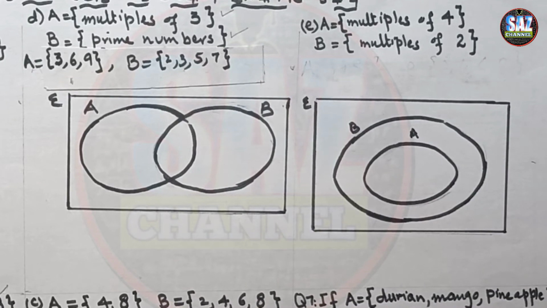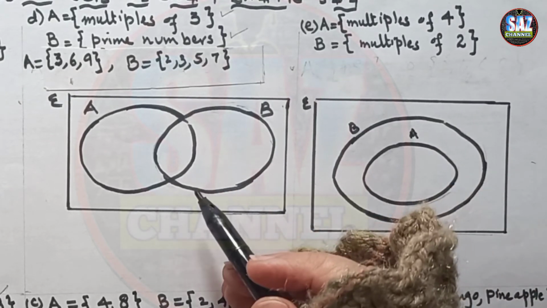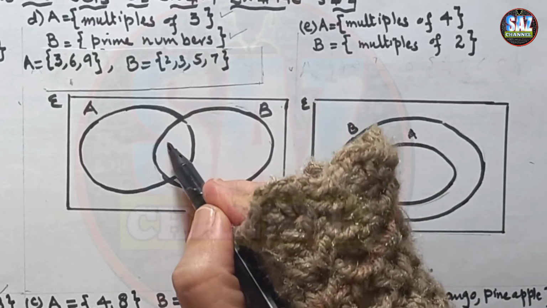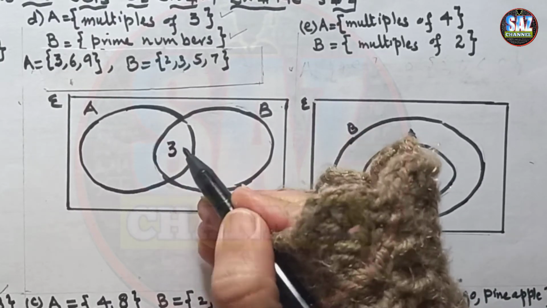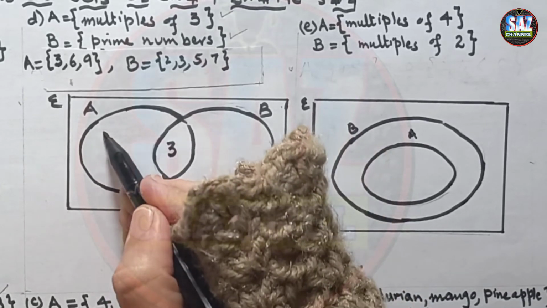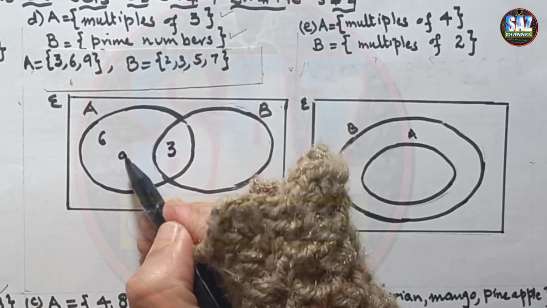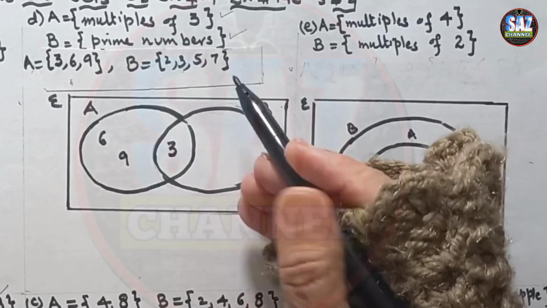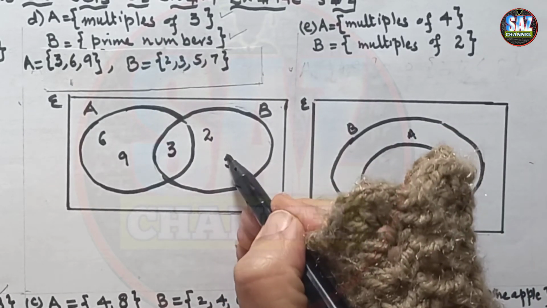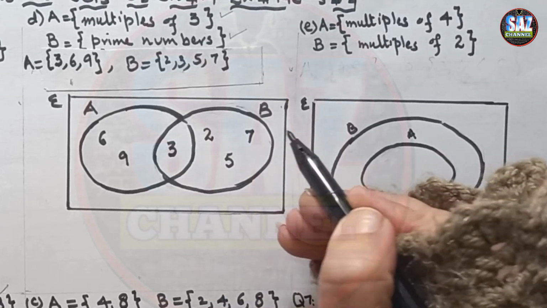So what we have to do, we have to draw the overlapping situation, and in the overlapping portion I have to write 3. Then in set A only, the 6 and 9 will be coming there. Now 3 is written here, and then 2, 5 and 7 will be written in set B.